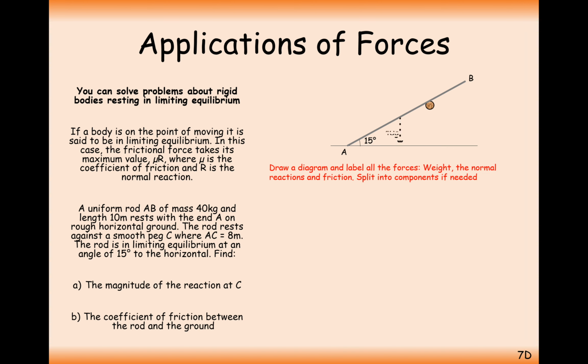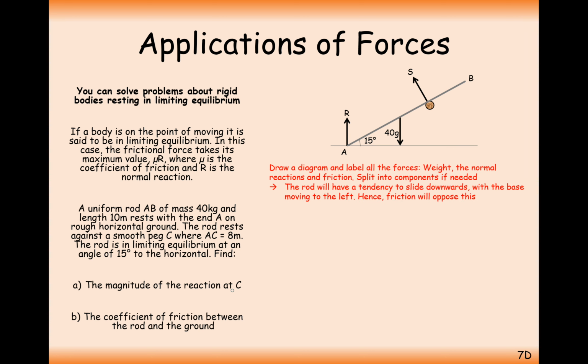So that's going to be C, at this peg here. Drawing a diagram to label all the forces, the weight, the normal reaction, the friction, and split the components if needed. So this is our reaction force between the rod and the ground. This here is our reaction force between the rod and the peg. And then this force here is the centre of mass force, the centre of weight force. That's going to be the 40G force there for the weight of the rod.